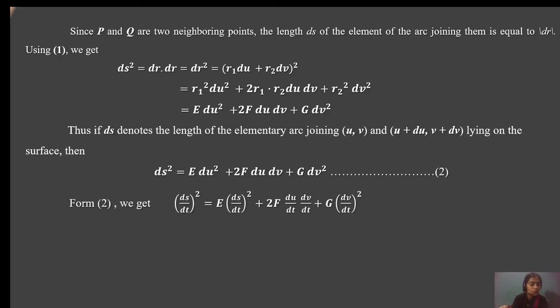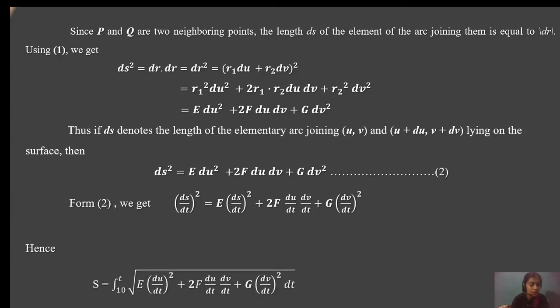From equation 2, we get (ds/dt) square. Dividing equation 2 by dt square, we get the form E (du/dt) square plus 2F du/dt dv/dt plus G (dv/dt) square. Hence the arc length is s equals the integral from 0 to t of the square root of E (du/dt) square plus 2F du/dt into dv/dt plus G (dv/dt) square, dt.